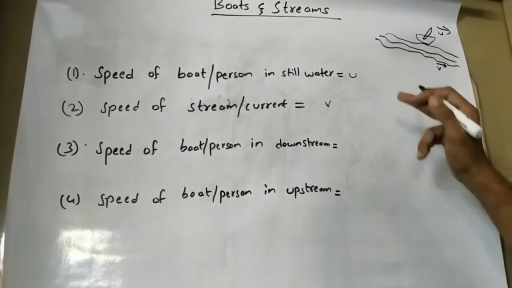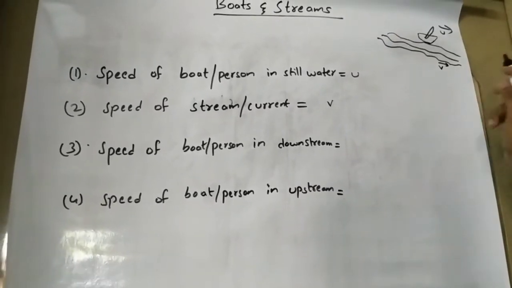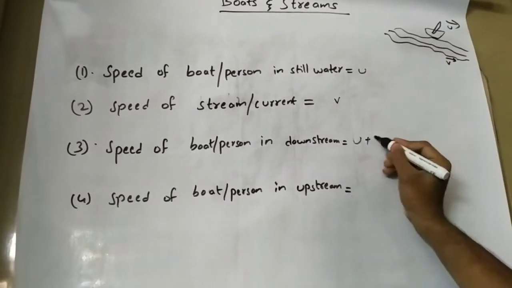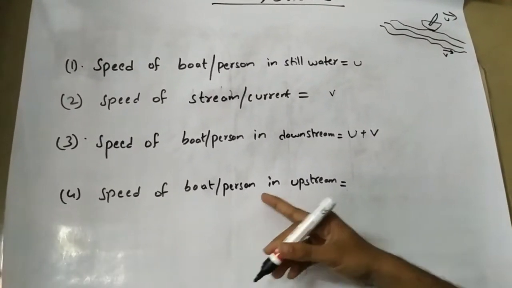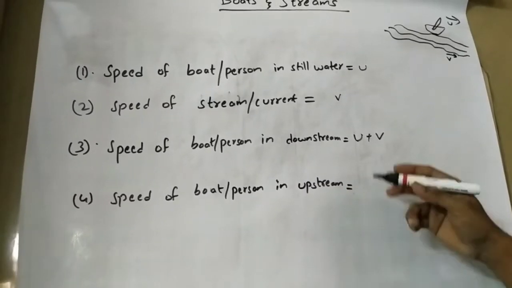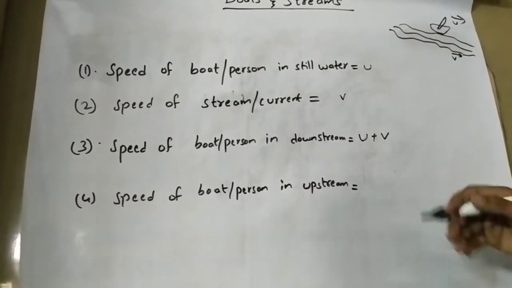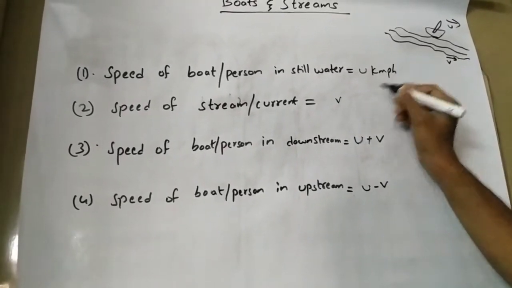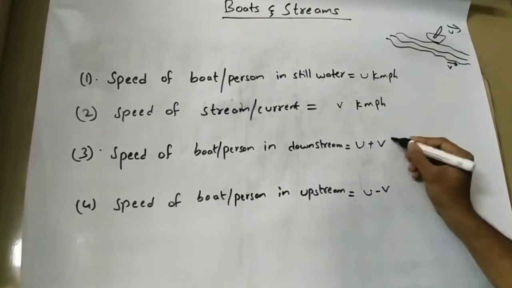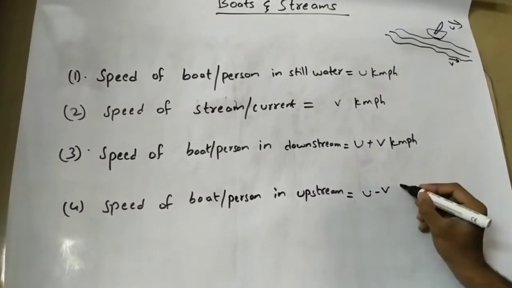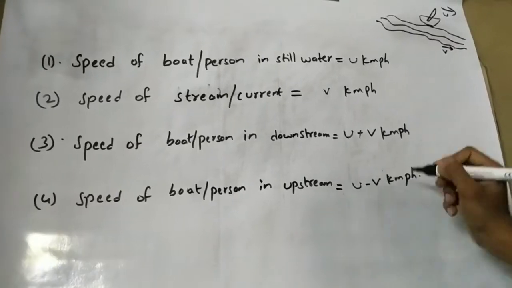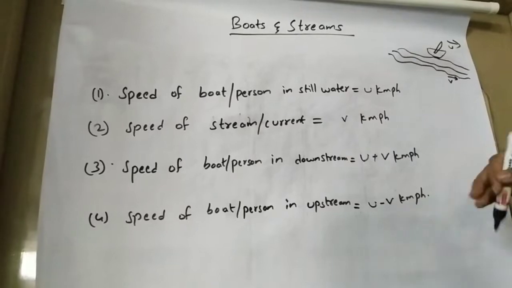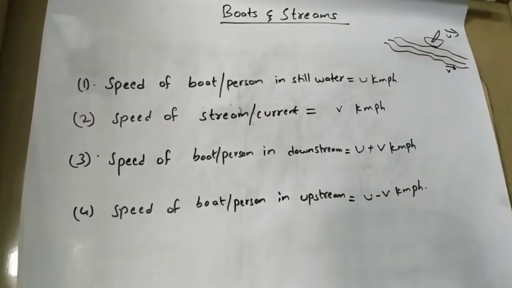Speed of boat or person in downstream: as we are going along the direction of the river flow, the speed will be increased, that is U plus V. And speed of the boat or person in upstream: as we are going in the opposite direction, the speed will be reduced, that is U minus V. So U kmph and V kmph, U plus V kmph, U minus V kmph. We should know these four formulas to understand this boats and streams concept.